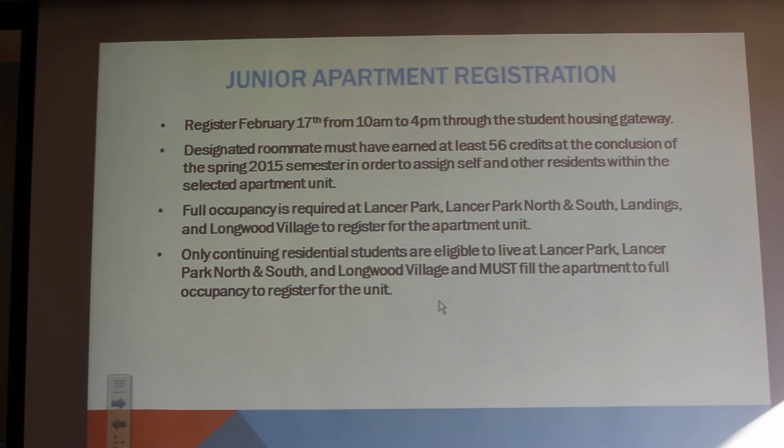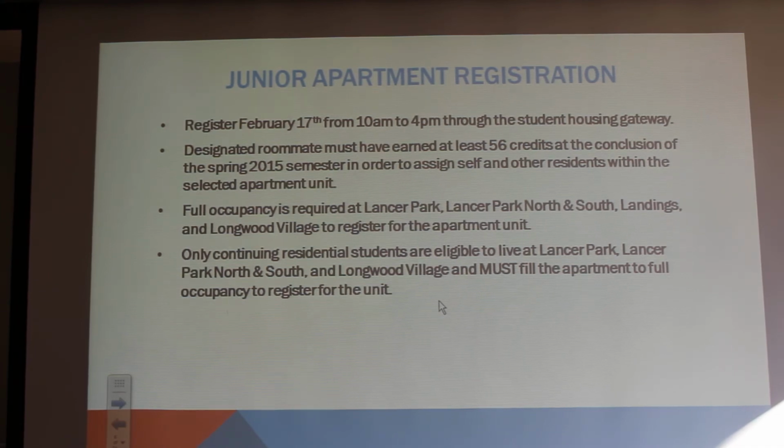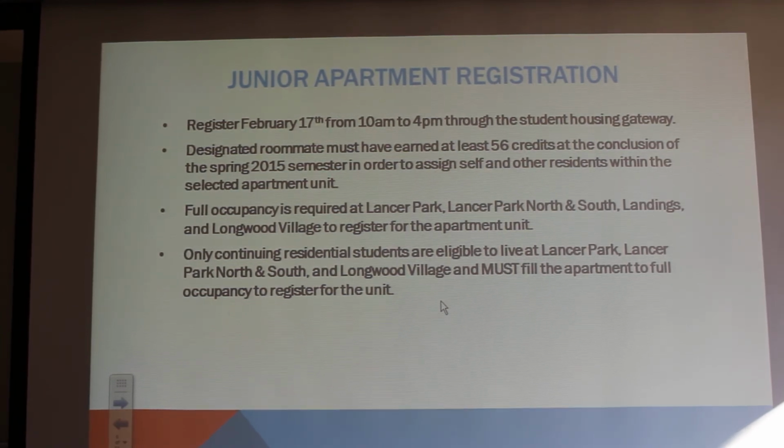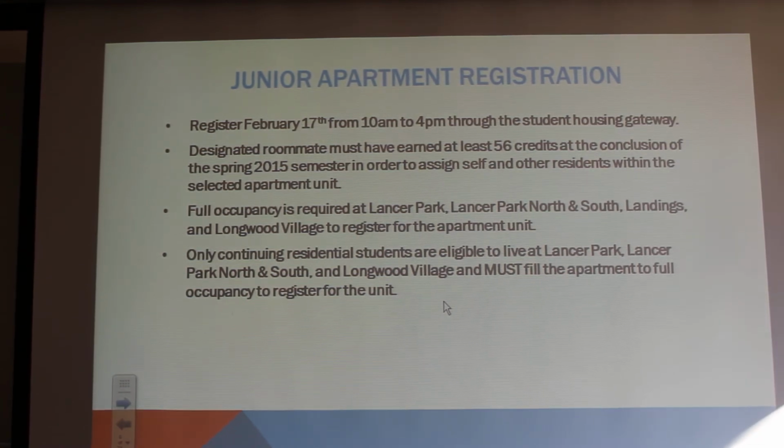The next day of the registration process will be junior apartment registration. Students will register February 17th from 10 a.m. to 4 p.m. through the Student Housing Gateway. The designated roommate must have earned at least 56 credits at the conclusion of the spring 2015 semester in order to assign themselves and other residents within the apartment unit.